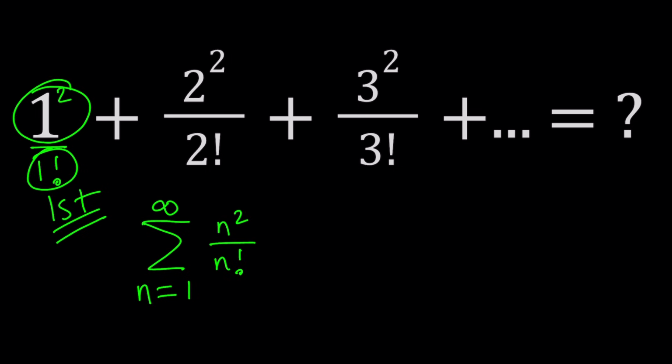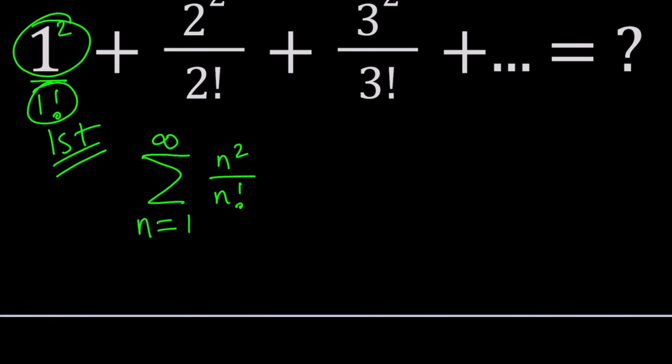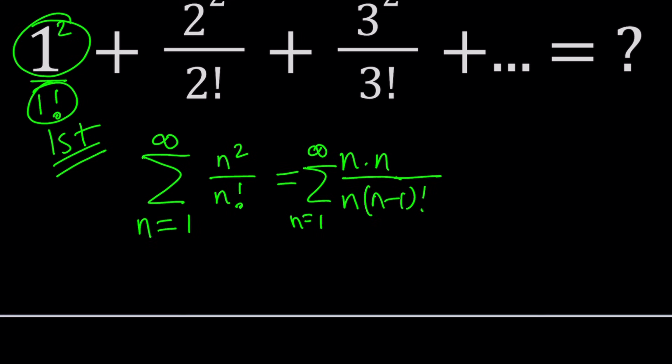Later on, I'm planning to do the cubic version of this, which is going to be similar to this. To solve this problem, we're going to simplify it and split it up into pieces. First of all, notice that we can write the n squared as n times n and the n factorial as n times n minus 1 factorial, because we can expand a factorial. This is from 1 to infinity. Notice that the n cancels out and we end up with the following term.